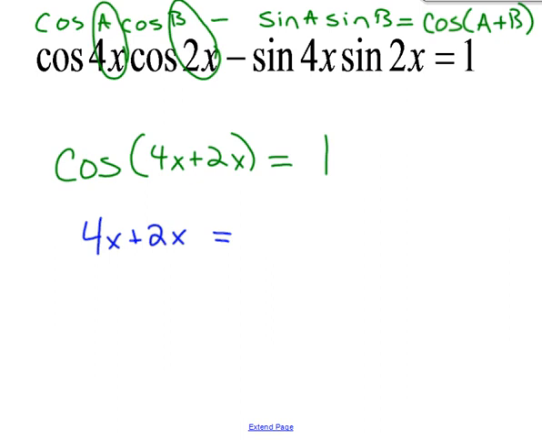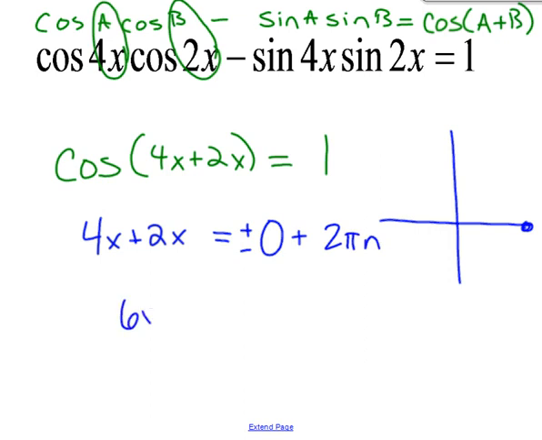And where does cosine equal 1? Cosine equals 1 right there. So it's 0 degrees, but we're doing radians now. So plus or minus, remember inverse cosine, you could do plus or minus, not that plus or minus 0 is that helpful. And I don't want to do 360 because it's radians, so I'm going to do 2 pi n. And so I have 6x equals 0 plus 2 pi n.